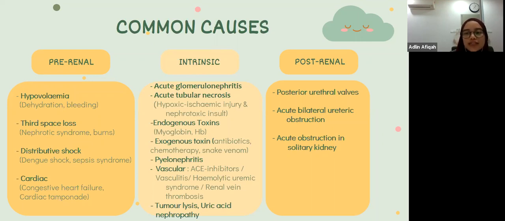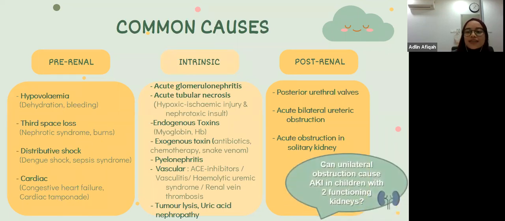Okay, so post-renal causes are usually related to obstruction of the urinary tract, such as posterior urethral valves, acute bilateral ureteric obstruction, and also acute obstruction in a solitary kidney. So pop quiz, can unilateral obstruction cause AKI in children with 2 functioning kidneys? Anybody knows?